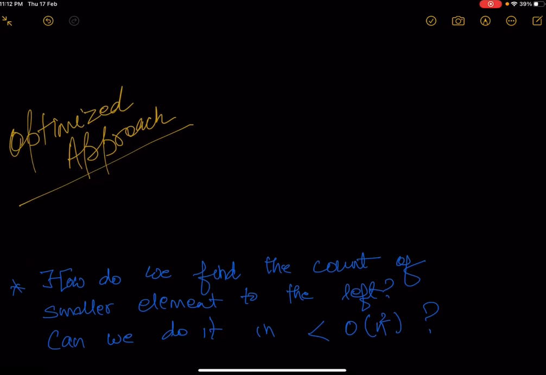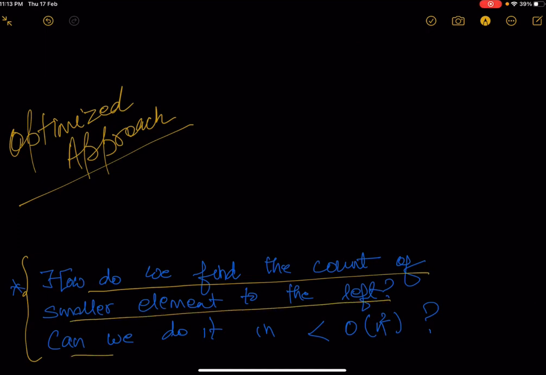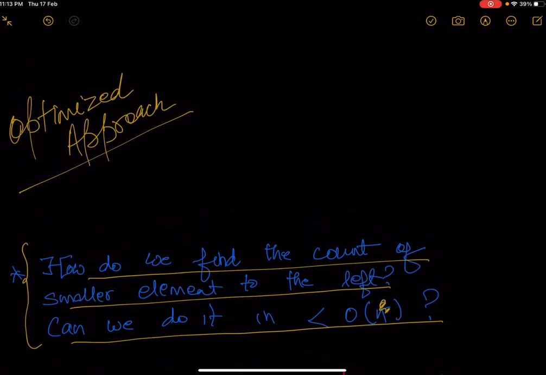So let us try to see an optimal approach for solving this. Let us think about how we find the count of smaller elements to the left. Can we do it in order of n square, or something lesser than that? Can we do it in a time complexity lesser than order of n? Maybe order of log n or square root of n, or maybe order of 1.